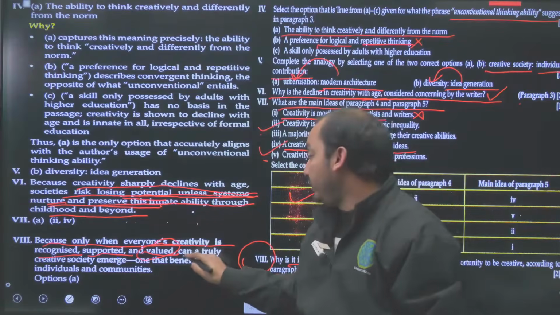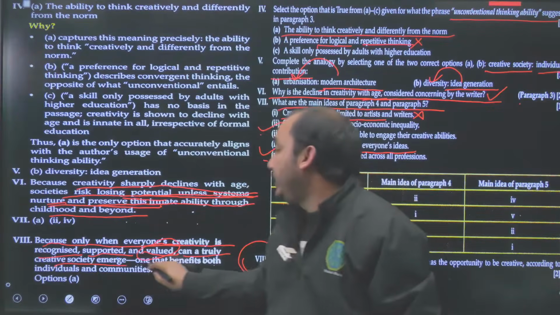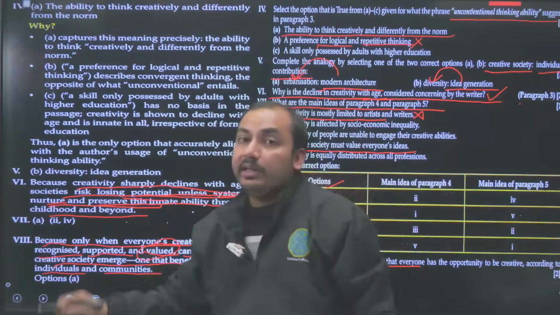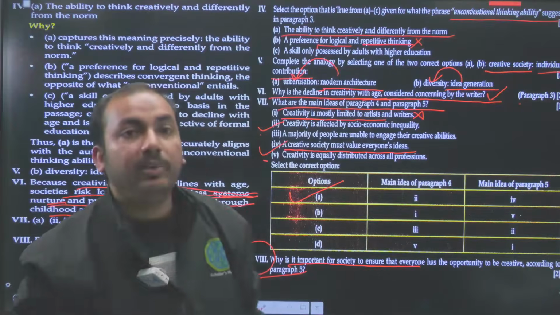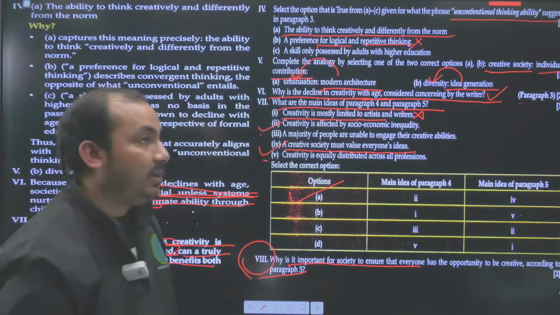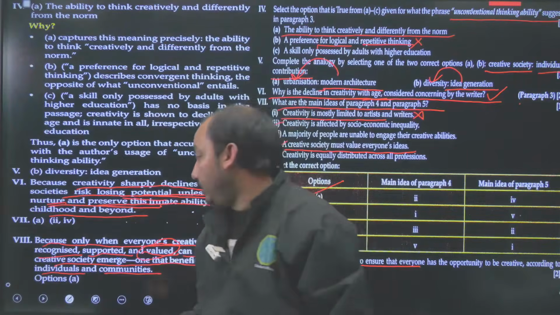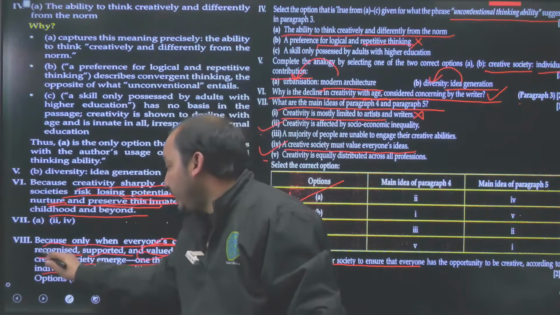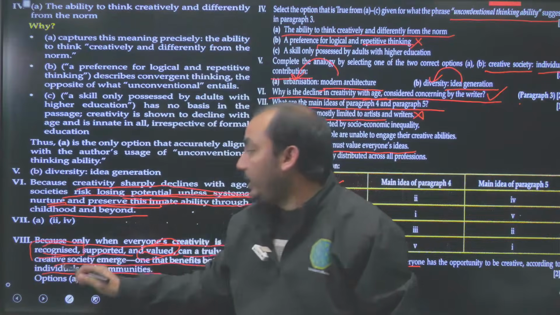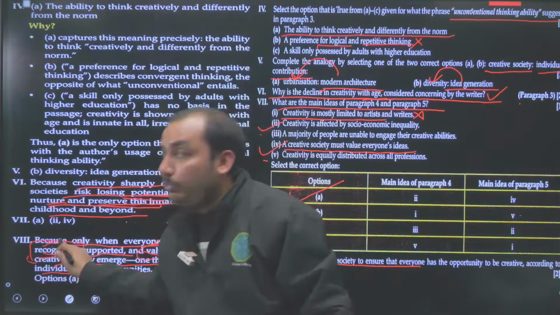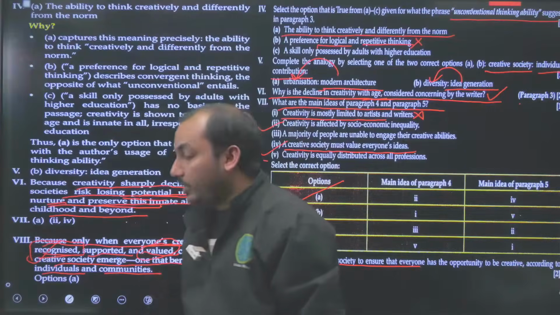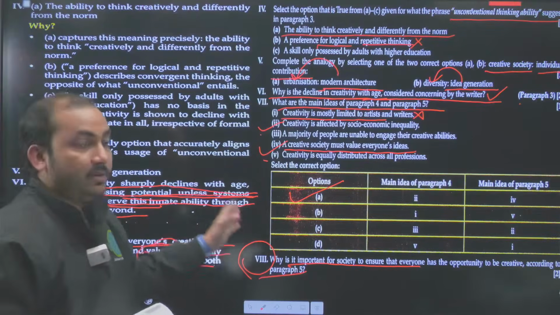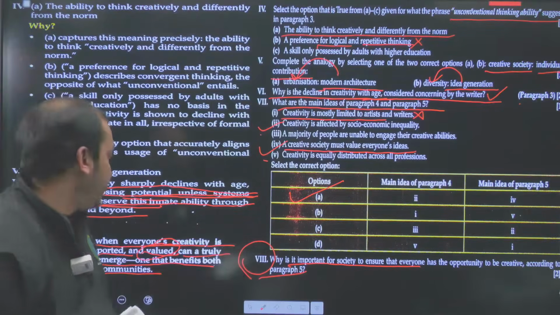If someone is creative, can a truly creative society emerge, one that benefits both individual and communities? When a creative person is born, he will benefit the society as well as the individual, so it is beneficial for both of them. So we have to support those who are creative, we have to nurture them, we have to give them recognition. So these are the important points asked by the author. Now these were all the questions from the first passage that we have just now discussed and completed.